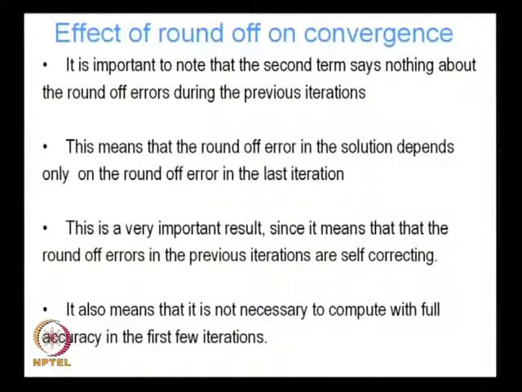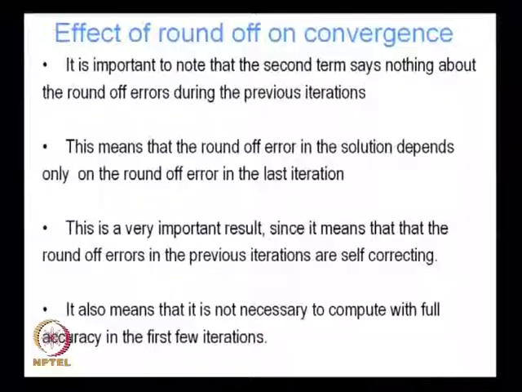It is important to note that the second term says nothing about the round off errors during the previous iterations. It deals with the round off error in the nth iteration. This means that the round off error in the solution is going to depend on the round off error only in the last iteration, which is very, very important. What does that mean? That means my round off errors in the previous iterations are not contributing to my final round off error. Why? Because those round off errors are cancelling each other out. Otherwise, if they did not cancel each other out, then my error would be significantly larger. So, the round off error in the solution depends only on the round off error in my last iteration.